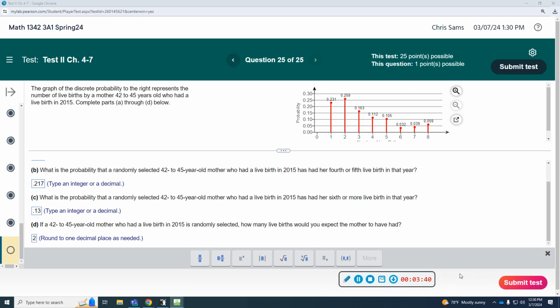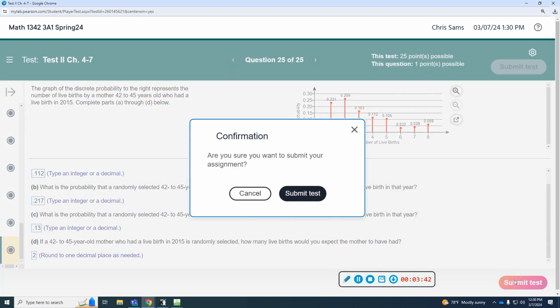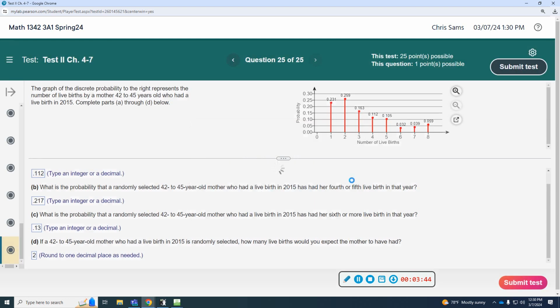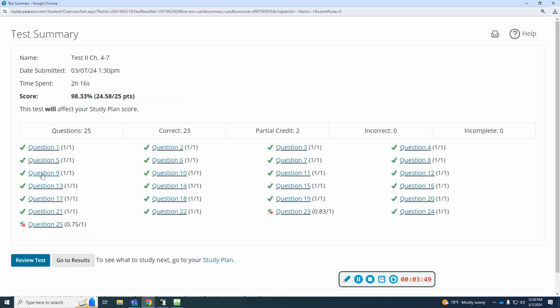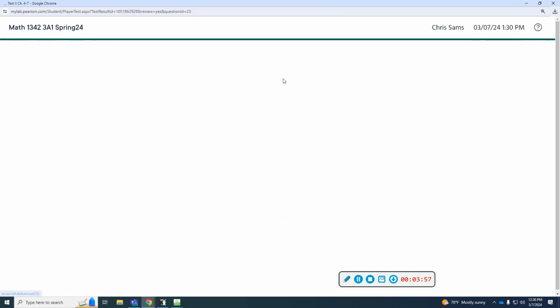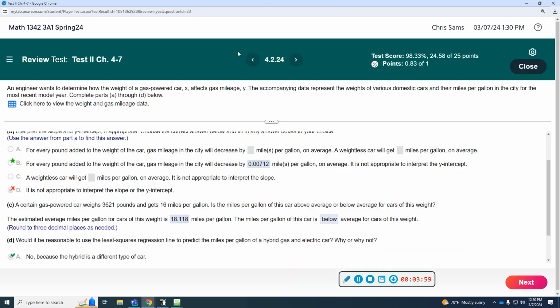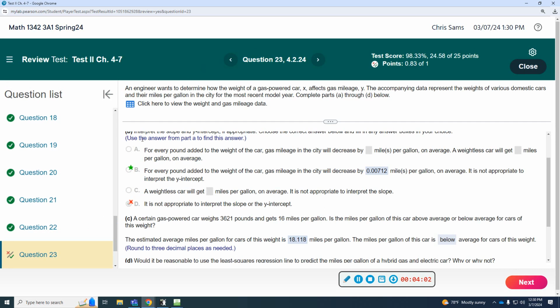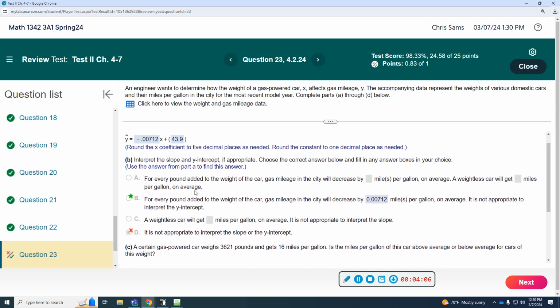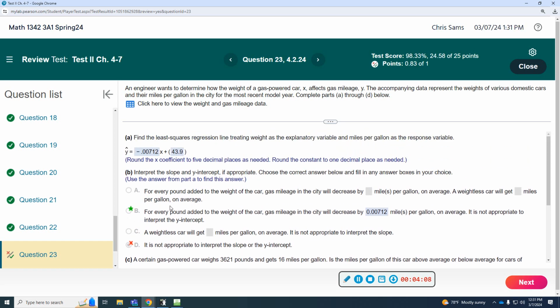Alrighty, we're going to submit. And then we'll talk about any mistakes if possible. So there are 2 errors. We're going to look at these 2. Might have been the expected value since I didn't compute it. So let's look at 23. This one is what we picked.